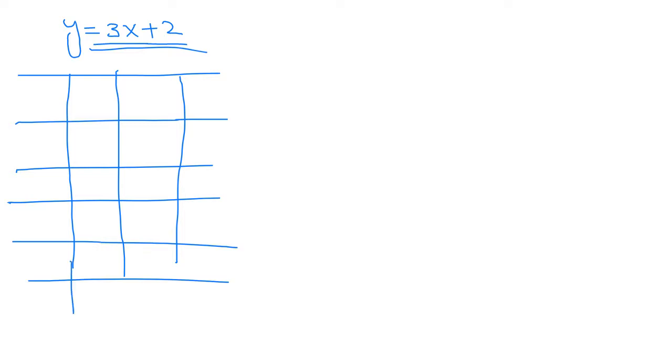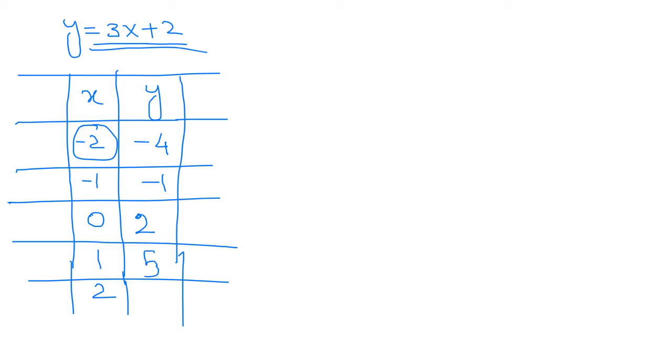Draw a table for a few values of x and a few values of y. For example, I write here x and here y: minus 2, minus 1, 0, 1 and 2. If I put x as minus 2, what will be the result? Minus 4. If I put minus 1, the result is minus 1. If I put 0, the result is 2. If I put 1, the result is 5. If I put 2, the result is 3 times 2 plus 2, which is 8.